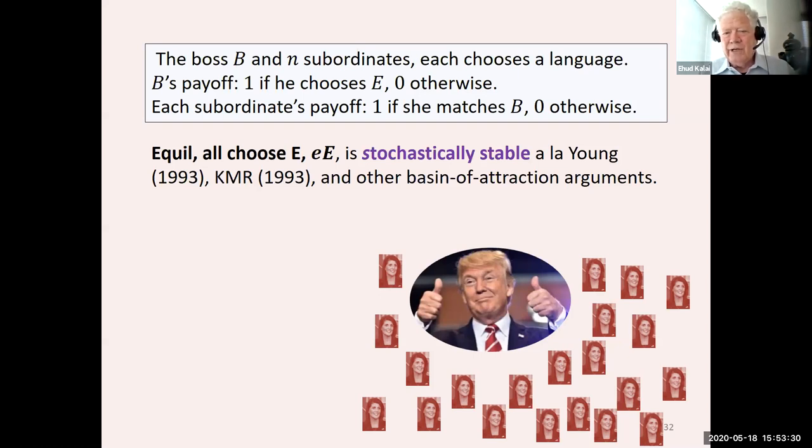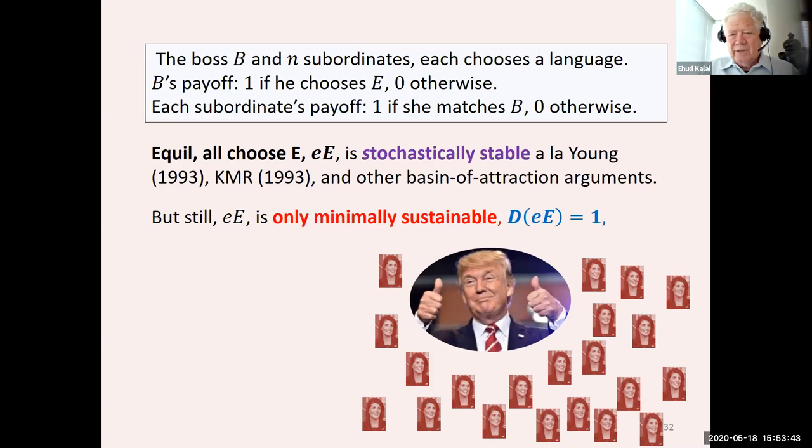And if you check with the Young, the Kandori, Mailath, and Rob basin of attraction argument, this equilibrium is stochastically stable. But I want to show that there is a concern here, and I want to say that the defection index is only one. Why is that?